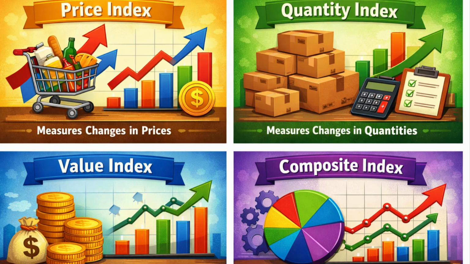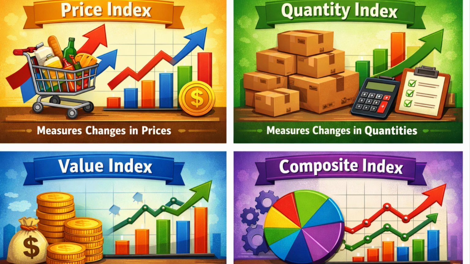Index numbers can be classified into several types depending on what they measure. There are four main types. Price index numbers measure changes in prices over time. Examples include consumer price index, producer price index, and wholesale price index. These indices help economists measure inflation.